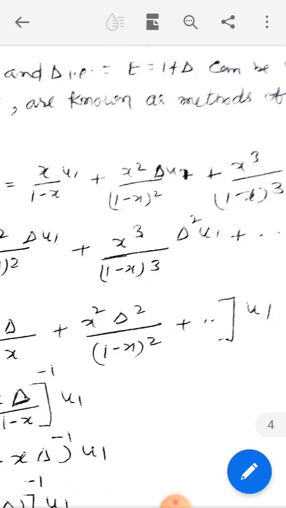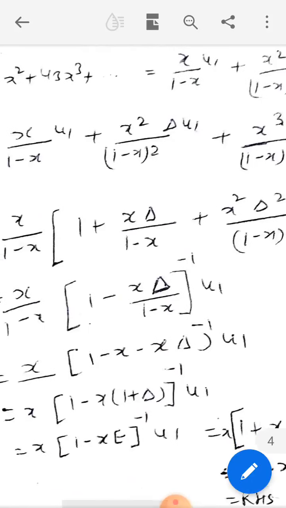Taking x upon (1 minus x) common, the expression becomes x upon (1 minus x) into [1 plus x delta upon (1 minus x) plus x squared delta squared upon (1 minus x) squared plus so on] into u1, which is equal to x upon (1 minus x) into [1 minus x delta upon (1 minus x)] to the power minus 1 into u1. On simplification, this gives x into [1 minus x minus x delta] to the power minus 1 into u1, which is equal to, taking x as common, x into [1 minus x (1 plus delta)] to the power minus 1 into u1.